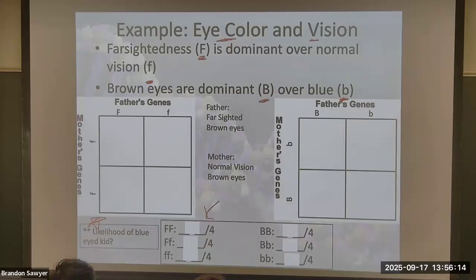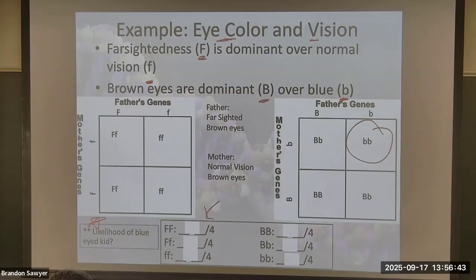So let's walk through the farsightedness versus normal vision one first. Right, so we would fill it out like this. And then we would fill out the colored one like this, right? And so then we could fill out that bottom part, because that bottom part's going to help us with the next page. But as far as the blue eyes go, it's just this one here, right? So that's the 25% that most of you said.